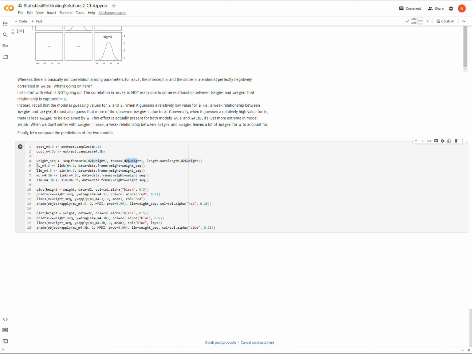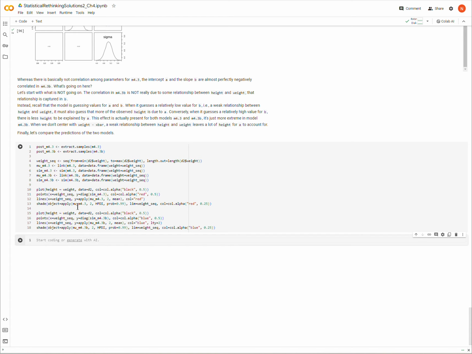Okay, and then I want to find the mean, or examples of the mean, for both posterior distributions for both models, one here and one here. There are several ways to do this, but there's a convenience function in the Rethinking package called link, and that's what I'm using here. So maybe I'll just show you what link puts out.